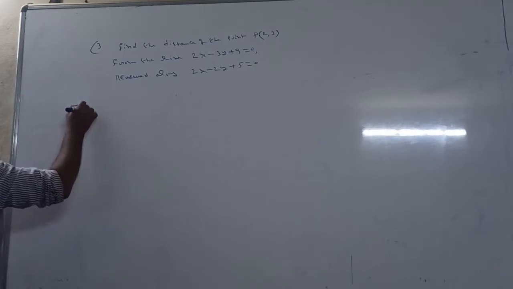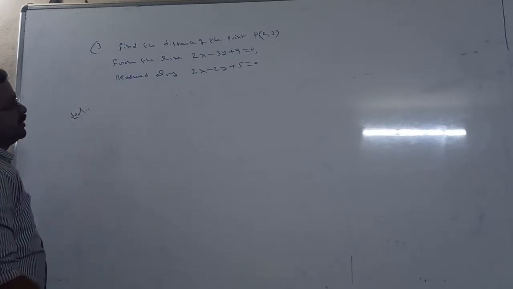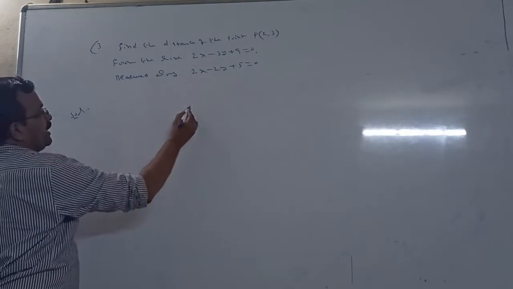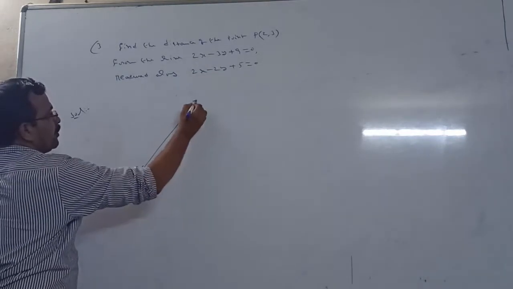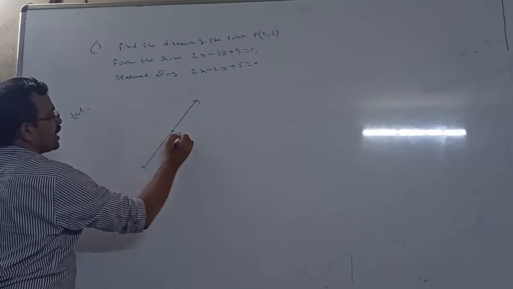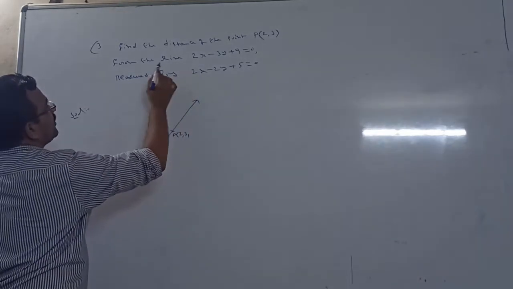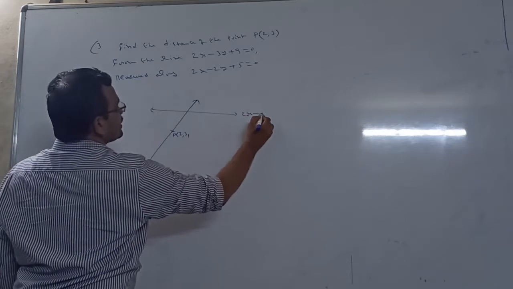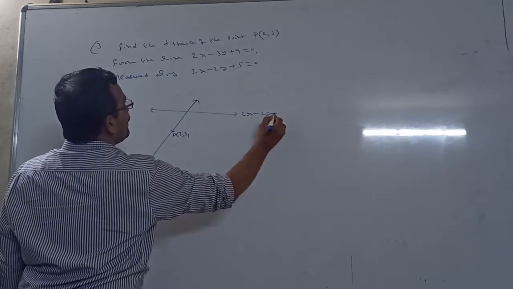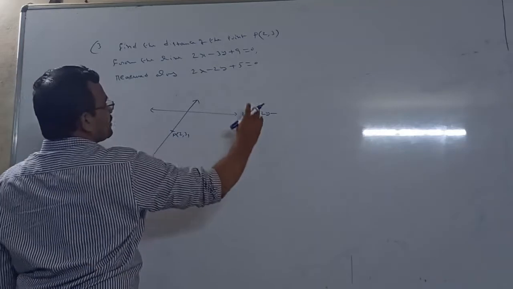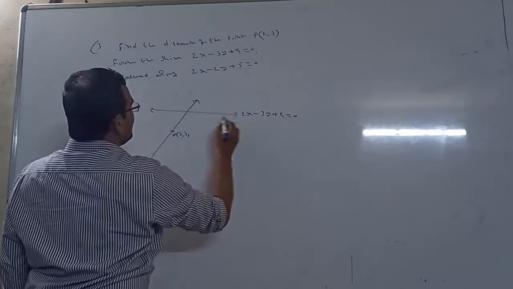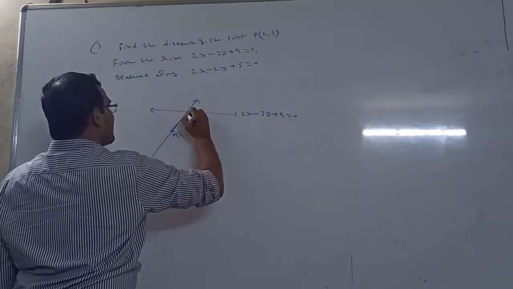The same logic question. Here also we have to find the distance of the point P. Suppose P is the point (2, 3), from the line 2x minus 3y plus 9 equal to 0. That means we have to find the distance, small r.